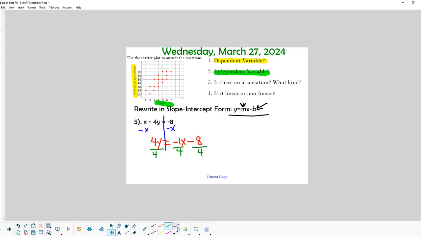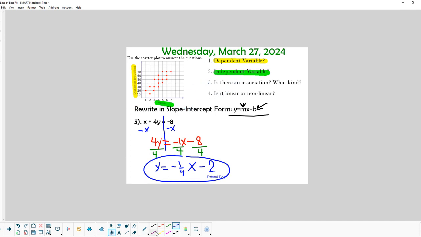And then when we're done, we can just write the equation y equals negative 1/4 x minus 2. And that's what we call slope-intercept form. The negative 1/4 is the slope of the line, and the negative 2 would be the y-intercept, where it crosses the y-axis if you were to graph it.